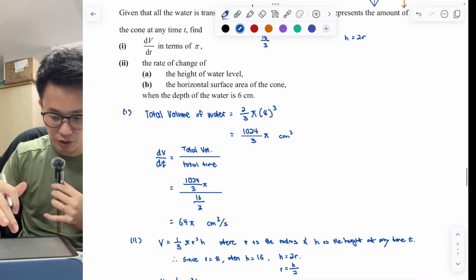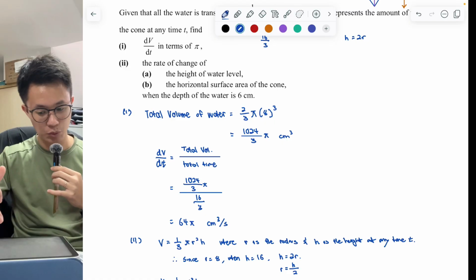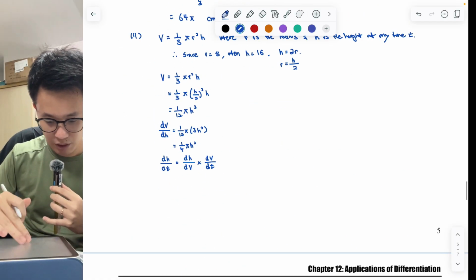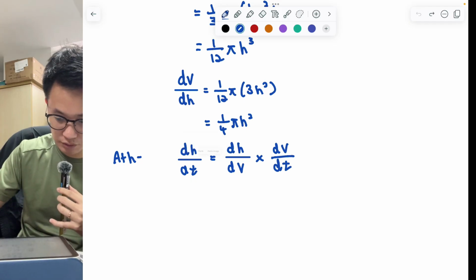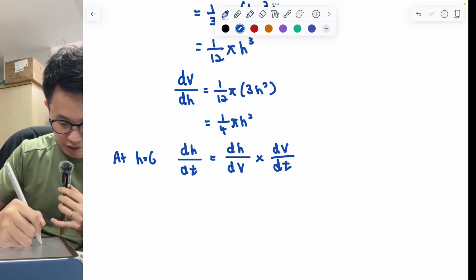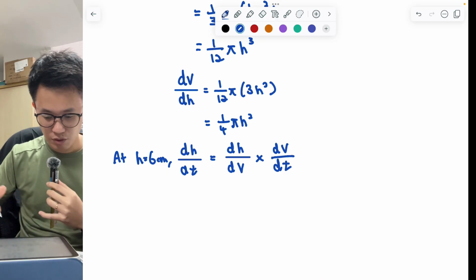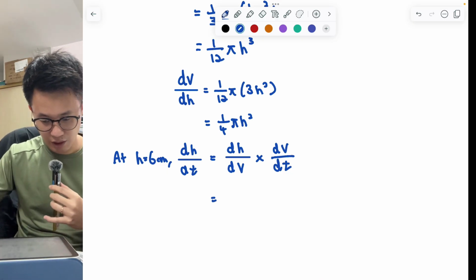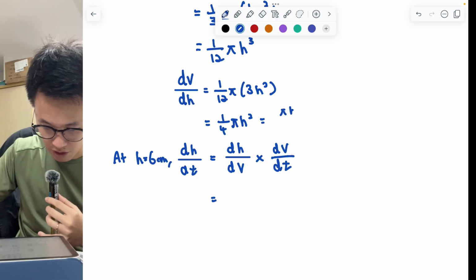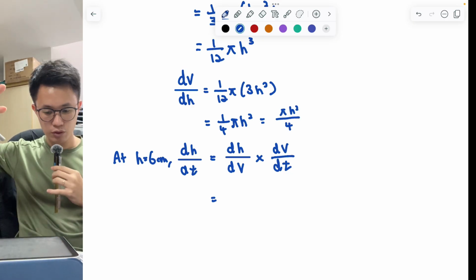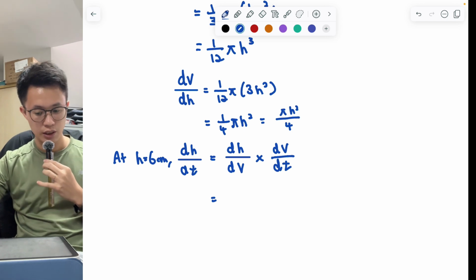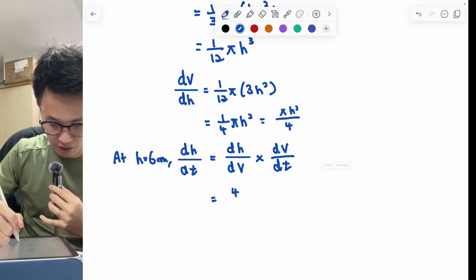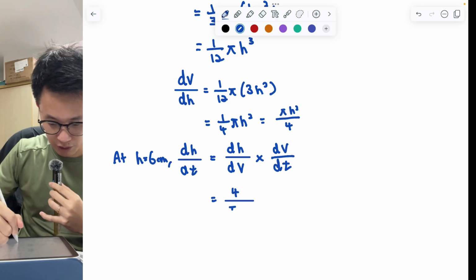Okay, what is the height? We don't know, but we do know the depth of the water is actually 6 cm. So we can say at h equals 6. So what is this guy over here? This is pi h squared over 4. If you want to flip it, so if dV over dh is pi h squared over 4, dh over dV will be just the reciprocal, 4 over pi h squared.